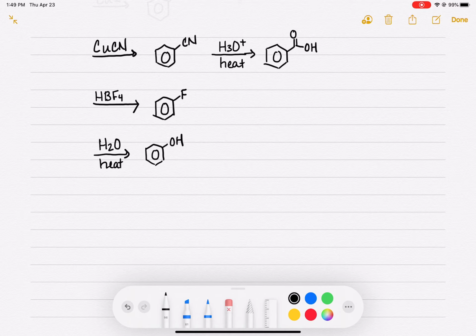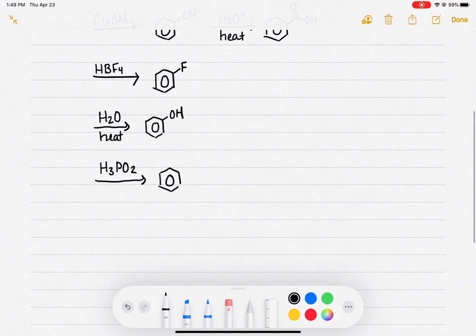Also, you could remove that N2 group with H3PO2. That's a really weird acid, but that's going to take that group right off. So if for some reason you needed to strip it down to just a plain old benzene ring, now you have 2 different ways that you could do it.